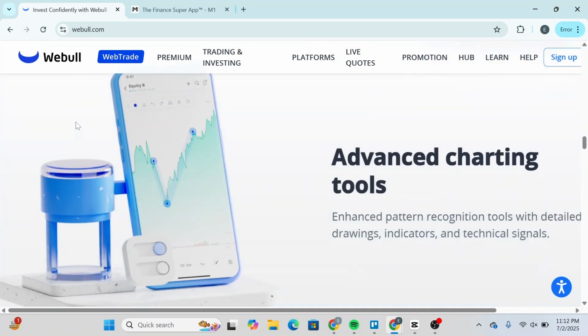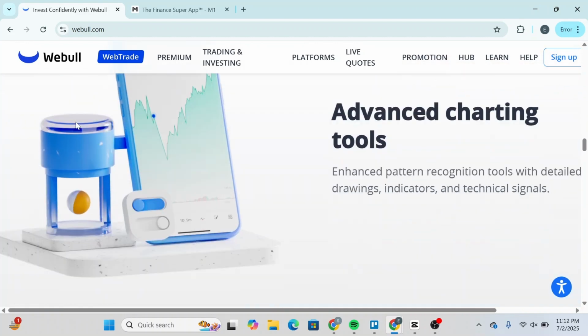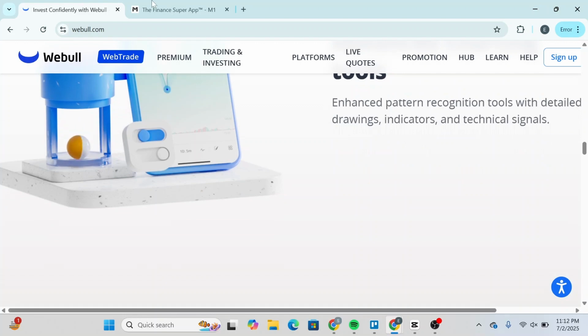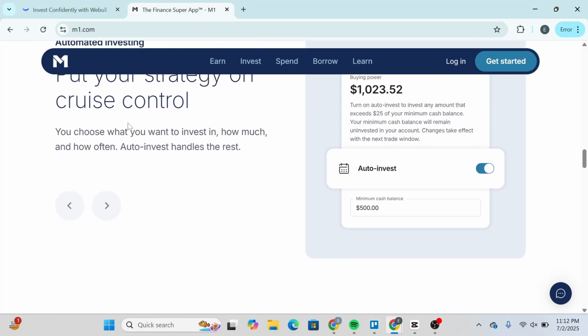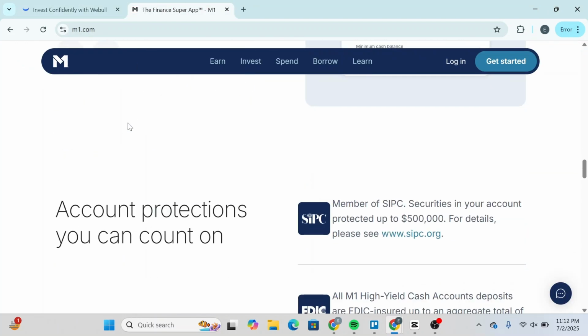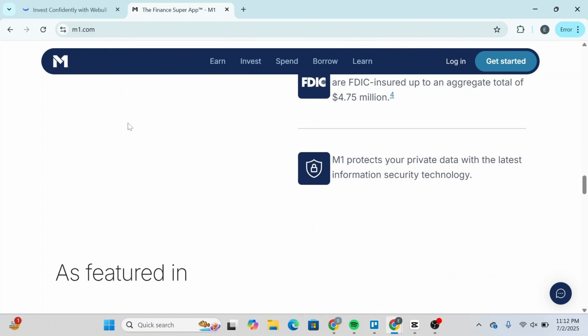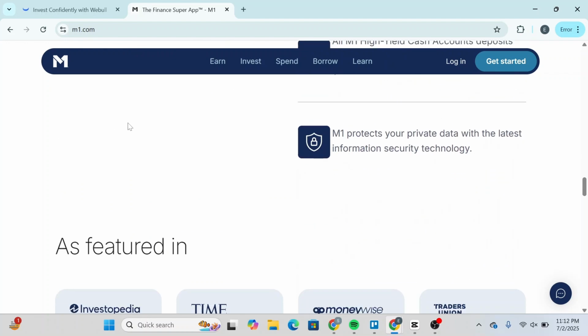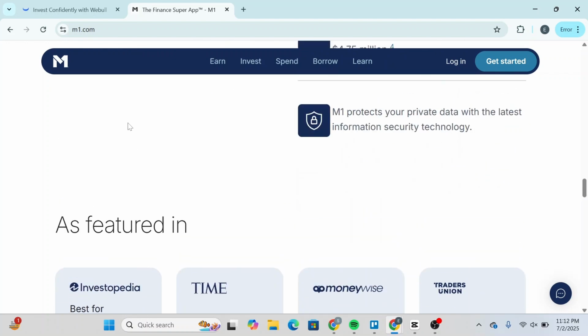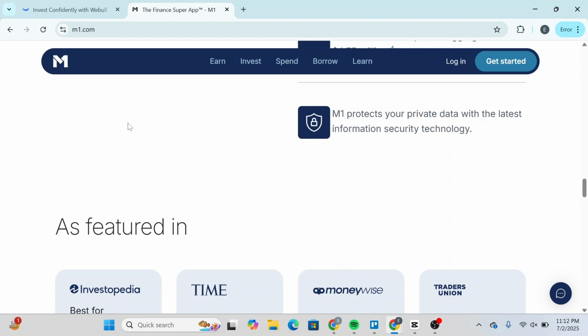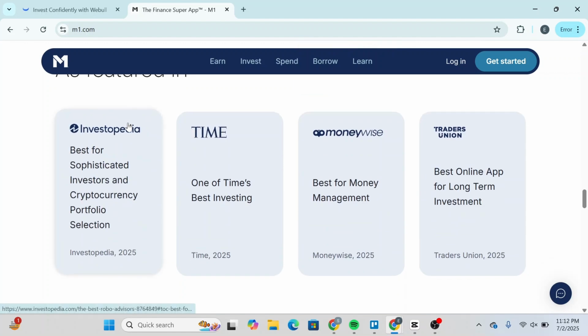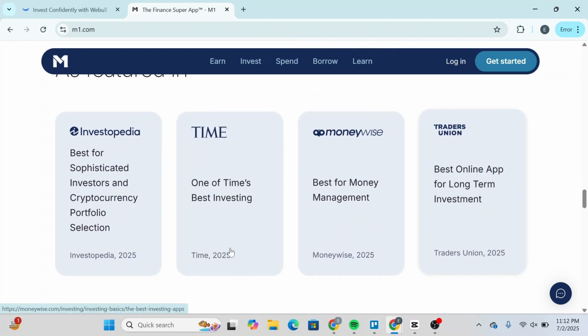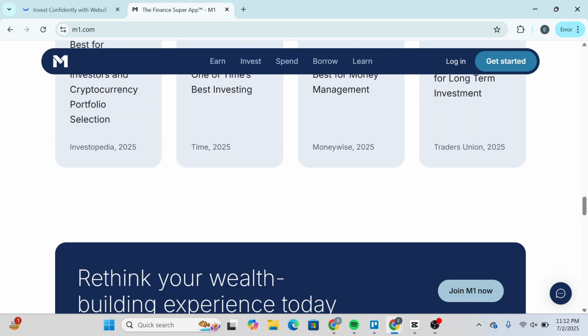M1 Finance takes the opposite approach. The interface is clean, minimal, and beginner friendly. Creating your portfolio is as simple as dragging slices into a pie and assigning percentages. However, this simplicity also means fewer advanced tools, no real-time quotes, no technical analysis charts, but it excels at automated investing.